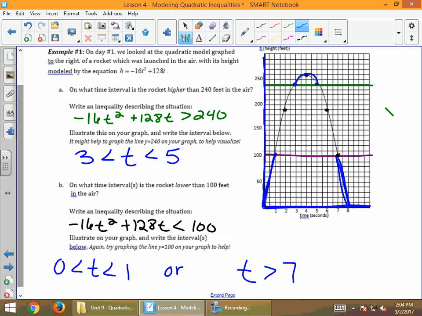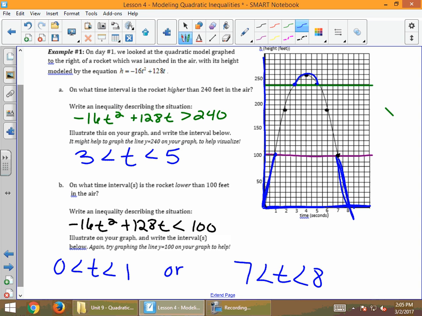Okay? With this piece, from anything bigger than 7 seconds, it's below 100. But at what x value do we have to stop at before we start getting the negatives? 8. So we would have to rewrite this one as 7 is less than t, which is less than 8. Because from 7 seconds to 8 seconds, it's below 100. But if you went on to 9 seconds, you're going below the x-axis, and then you're dealing with negative distance, and we don't deal with negative distance in the real world.